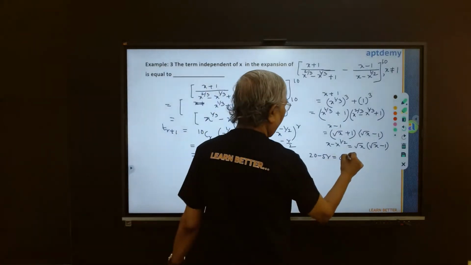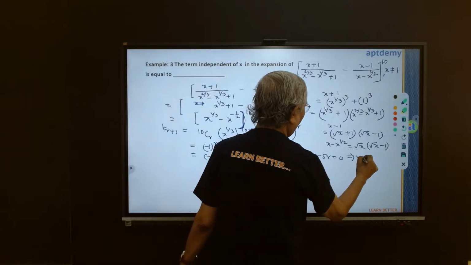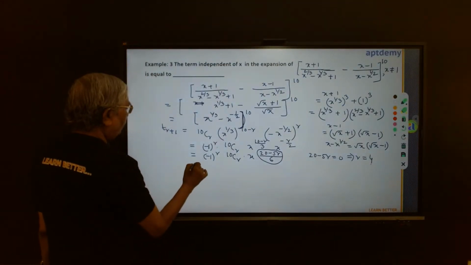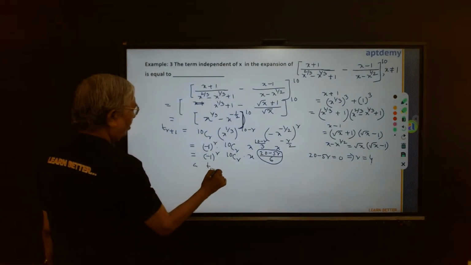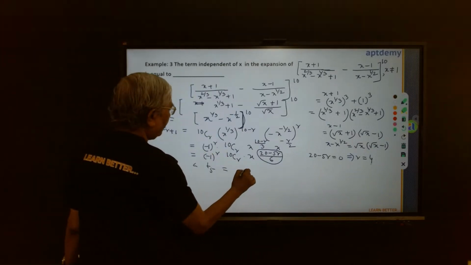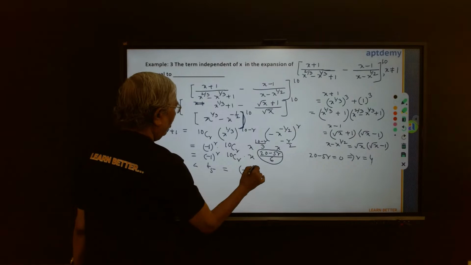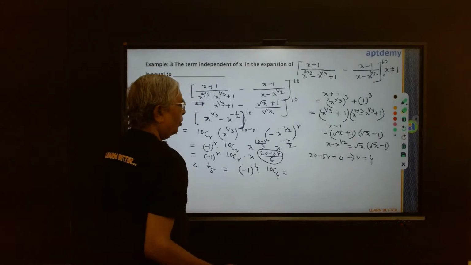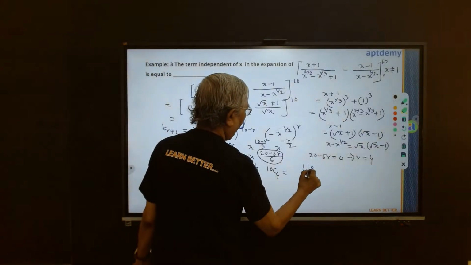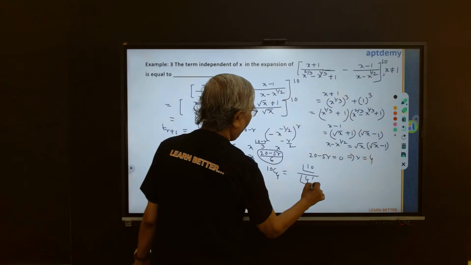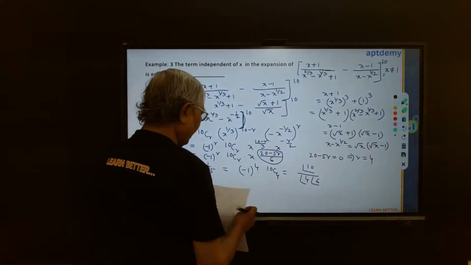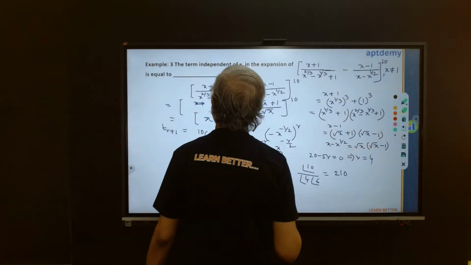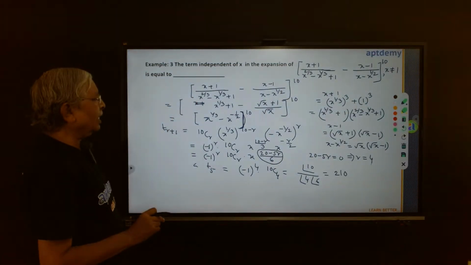So this implies r equals 4. Therefore T5, putting r equals 4, is minus 1 whole to the power 4 into 10C4. So this will be equal to factorial 10 by factorial 4 into factorial 6. If we simplify this, we will get 210. So here the term will be 210.